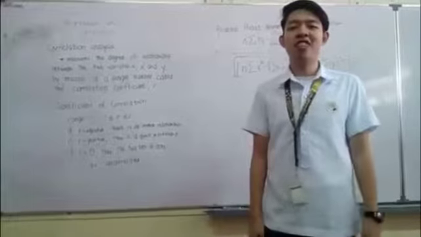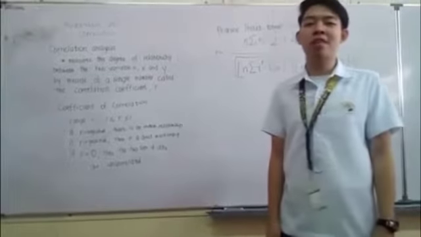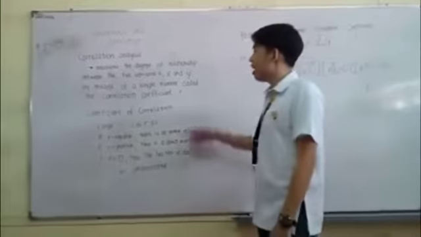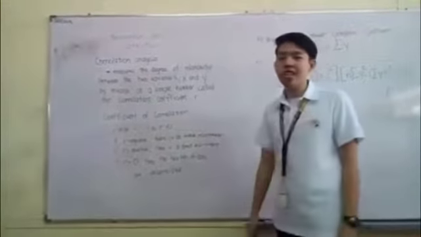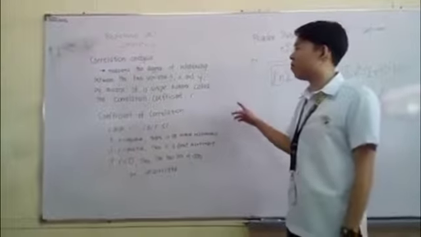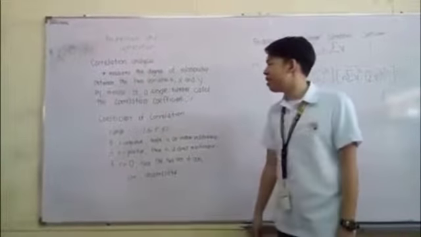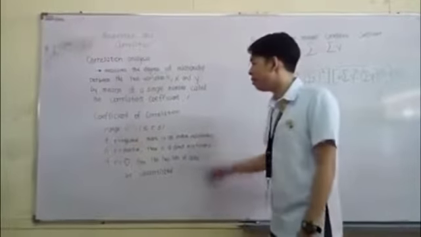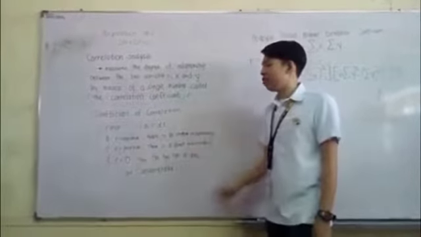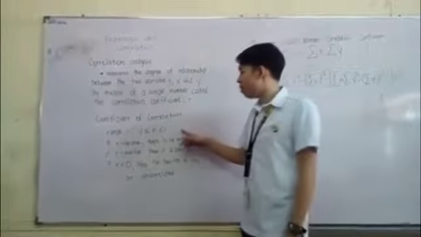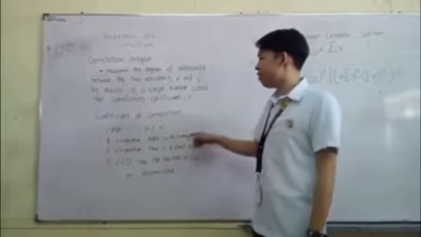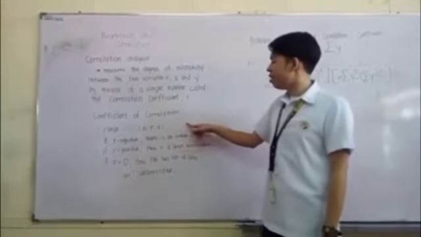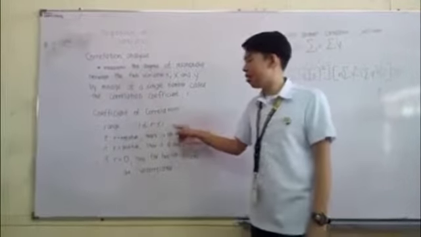Let's talk about correlation. When two variables are mathematically associated, they are said to be correlated. Correlation analysis measures the degree of relation between the two variables x and y by means of a single number called the correlation coefficient, or letter r. The coefficient of correlation has the range: r is greater than or equal to negative 1 and r is less than or equal to positive 1.